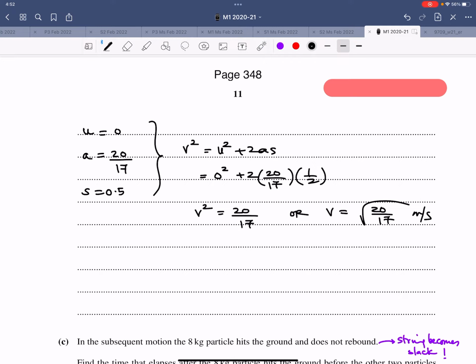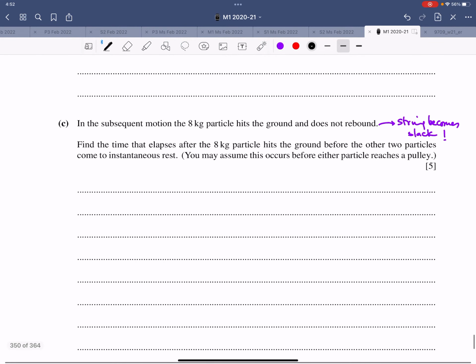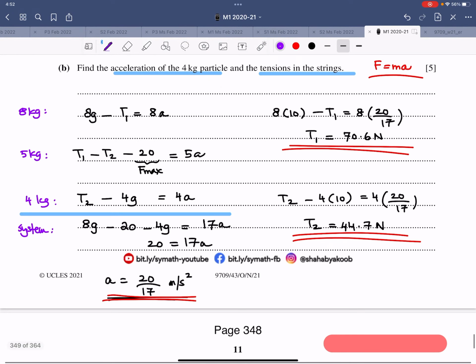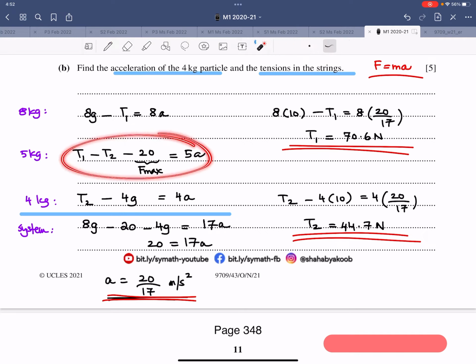Now it says the string becomes slack and so on. So for that second particle, that is the 5 kg mass. So let me write it again. The 5 kg particle, and then there is this 4 kg particle, and then we would add it up for the system. So now, first of all, let me write system over here. It's the same equation as before, except T1 is gone. Everything else is there, intact.